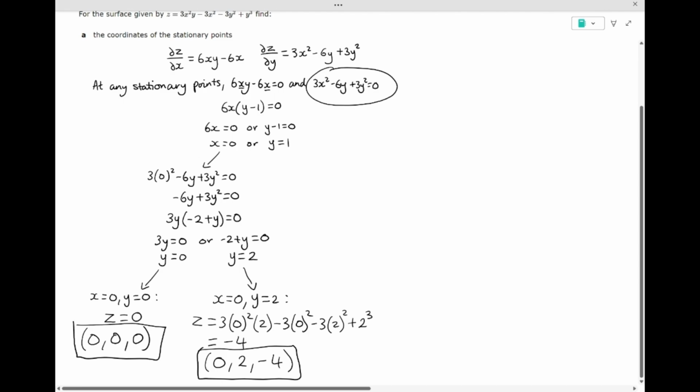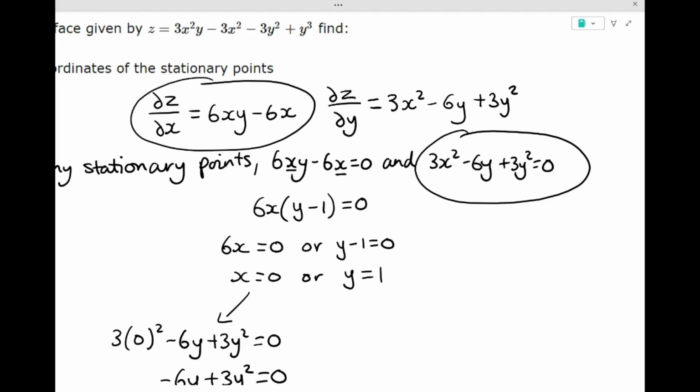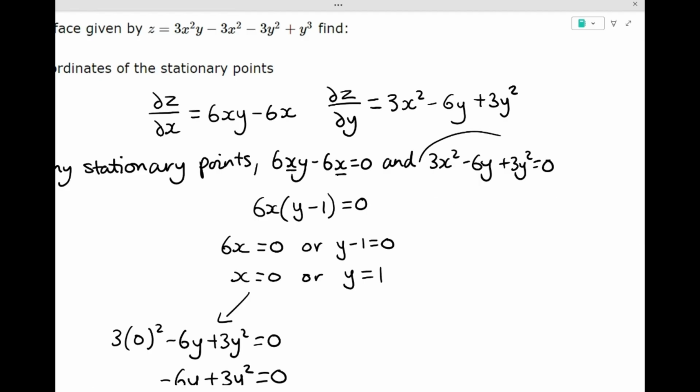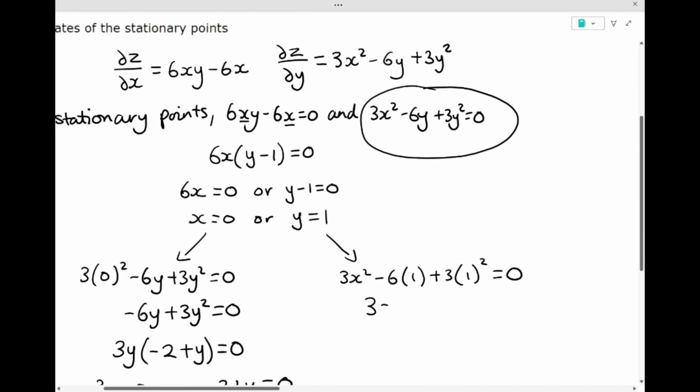However, if we go back, we've done that all based off the x equals 0. We haven't actually used the x equals 1 yet. Okay, so we're now going to have to make use of that. Now remember, the y equals 1 came from this derivative here. So we have to now use the other equation, which is this one here, and we're going to substitute the y equals 1 into that. So I'm going to get 3x squared, take away 6 multiplied by y, which is 1, plus 3y squared, so 3 times 1 squared, is equal to 0. Then let's simplify it. So we're going to get 3x squared, and then negative 6 plus 3, so negative 3, is equal to 0.